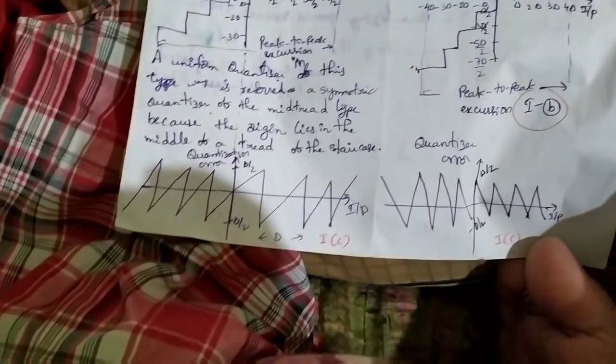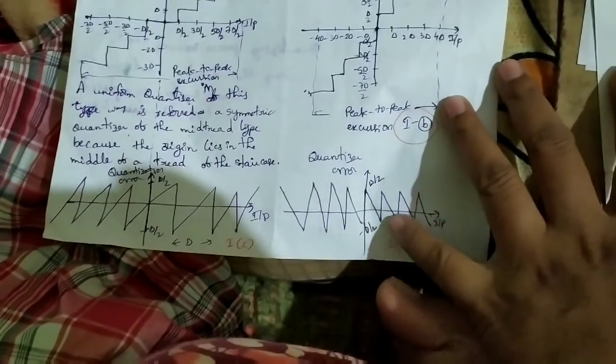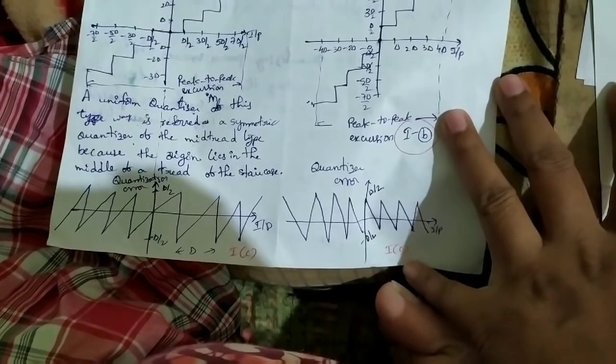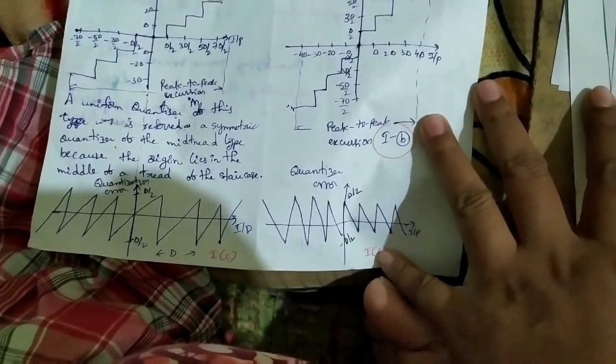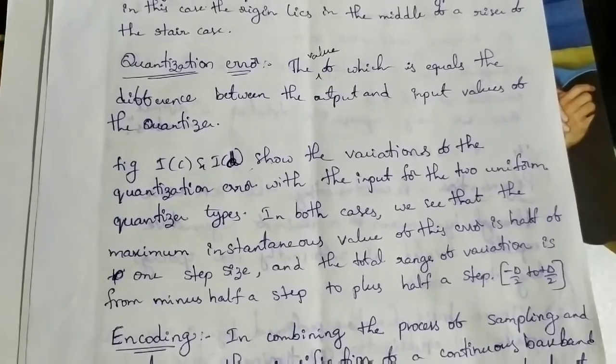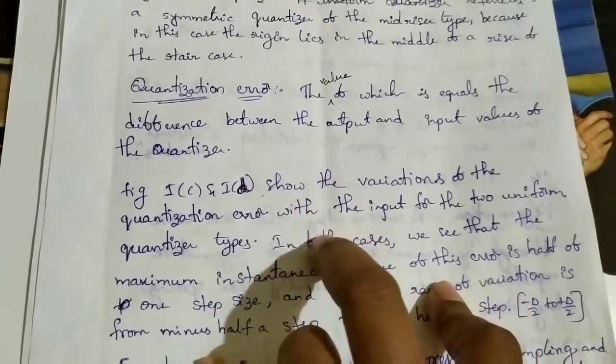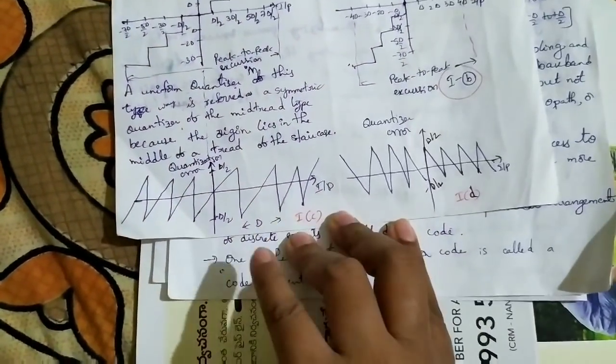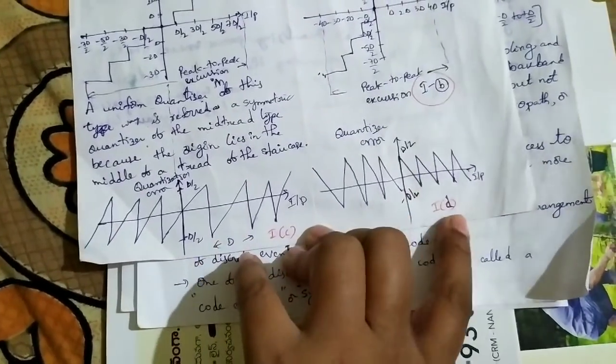These are 1c and 1d. See here, 1c and 1d show the variations of the quantization error with the input for the two uniform quantizer types. Please adjust that one.